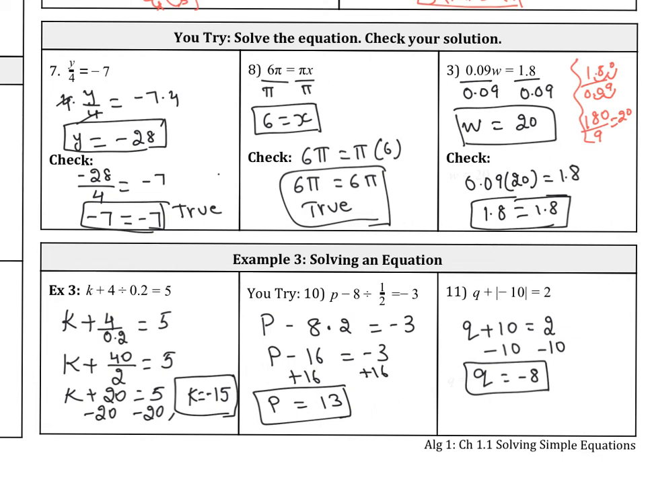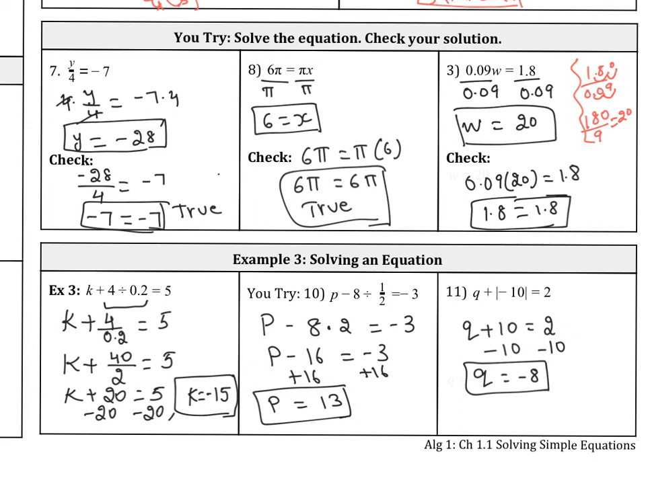For example number 9 here, you want to solve this expression. It looks like 4 divided by 0.2. So 4 divided by 0.2 would actually be 40 divided by 2, and 40 divided by 2 would be 20, and when you subtract 20 on both sides, you get k equals negative 15. So you solve this part first, and then you subtract 20. Solve the part right here, and then you solve for k.